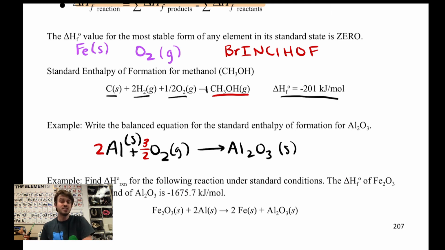Okay, here's an example of a heat of formation problem, and I'm going to show it in 2 different ways.